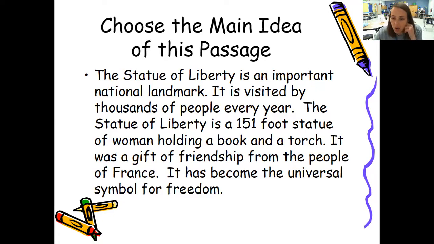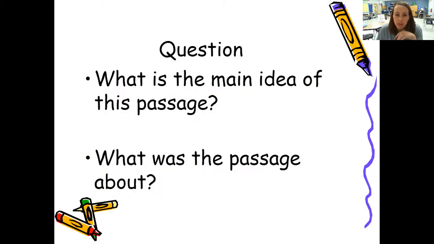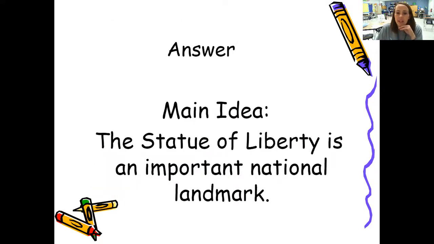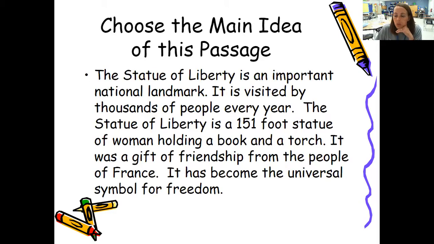Well, we know that it's going to be about the Statue of Liberty, right? Because we kept hearing about the Statue of Liberty in every sentence. So the main idea is the Statue of Liberty is an important national landmark. And all of those other sentences were our supporting details because they were telling us details about that national landmark and how it's important.